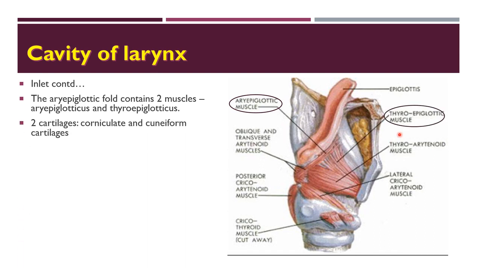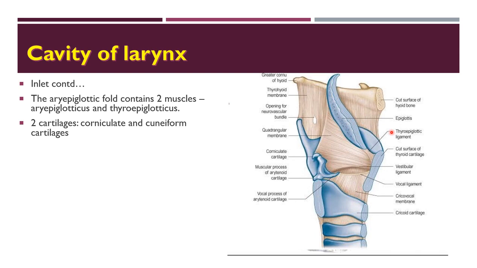The other muscle you are able to see here is the thyroepiglottic muscle. The thyroepiglottic muscle is responsible mainly for opening the larynx, which is a very passive action. Then apart from that, in the aryepiglottic fold you come across two cartilages, the corniculate and the cuneiform cartilages. These two cartilages help to keep this fold propped up so that it does not collapse, mainly during the closure of the inlet.